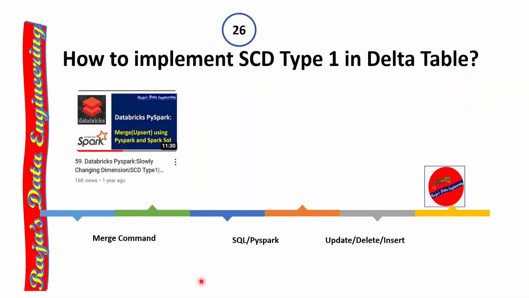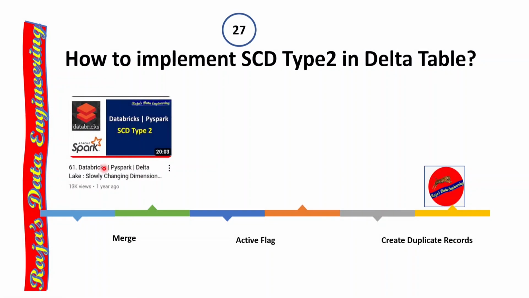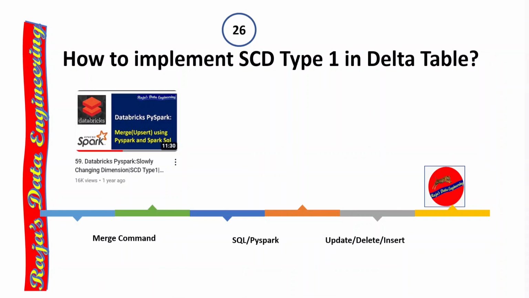Apart from these questions, the interviewer might ask questions related to SCD type 1 and type 2 implementation. I have already posted video number 59 for SCD type 1 and video number 61 for SCD type 2. These are very common questions for Delta Lake. For that, basically we have to talk about the merge command that is available in SQL and also PySpark. With the help of SQL or PySpark, we can implement SCD, slowly changing dimension, type 1 or type 2.